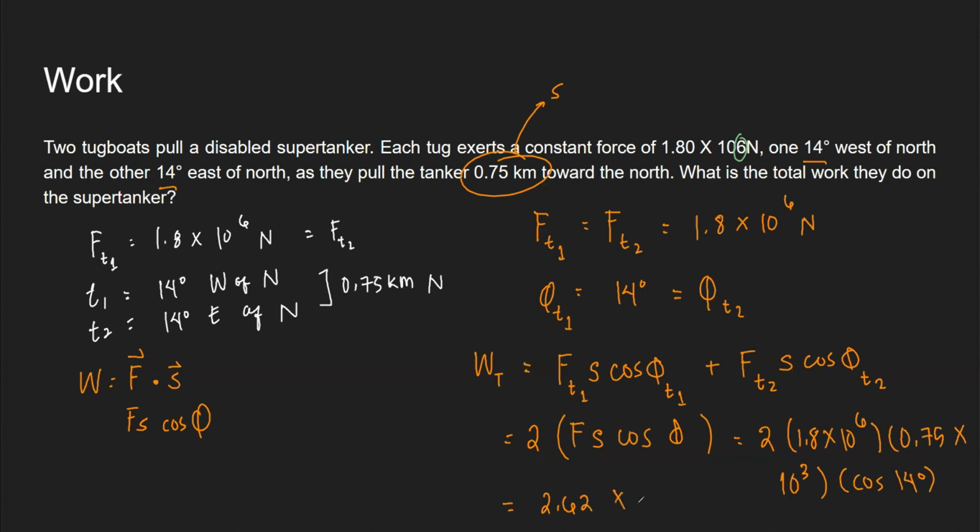And that would just give us 2.62 times 10 to the 9th newton meters, or again, the same thing, 2.62 times 10 to the 9th joules. That's it. This is our total work, or the total work they do on the supertanker.